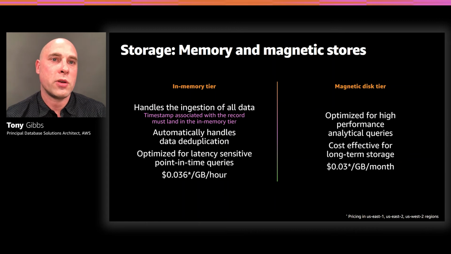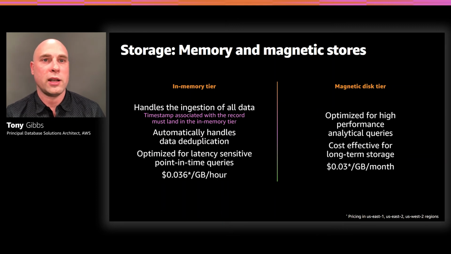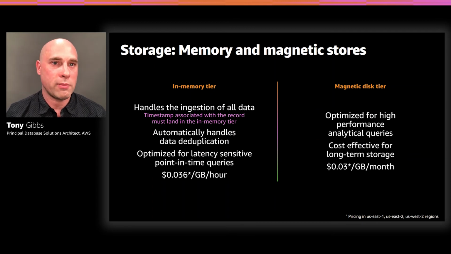The other nice thing about the magnetic tier is that it's only 3 cents per gig per month, which is quite low cost. So you can store data in there for a really long period of time if necessary, and not have to take it out of the system. It can be in there. We've had customers asking to have data in the magnetic tier going back many years, and so we wanted to make sure we could fulfill that use case.